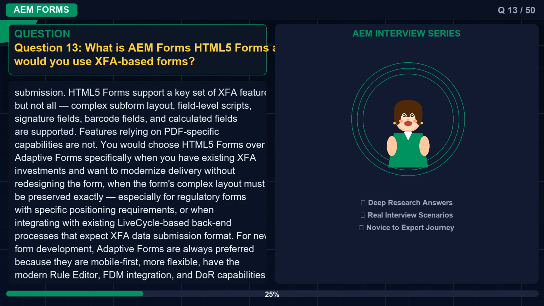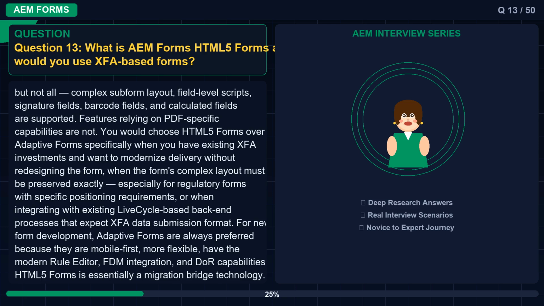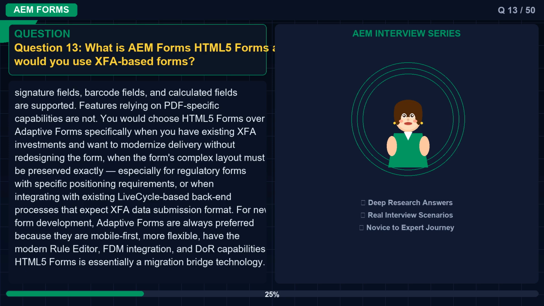For new form development, adaptive forms are always preferred because they are mobile-first, more flexible, have the modern rule editor, FDM integration, and DOR capabilities. HTML5 forms is essentially a migration bridge technology.